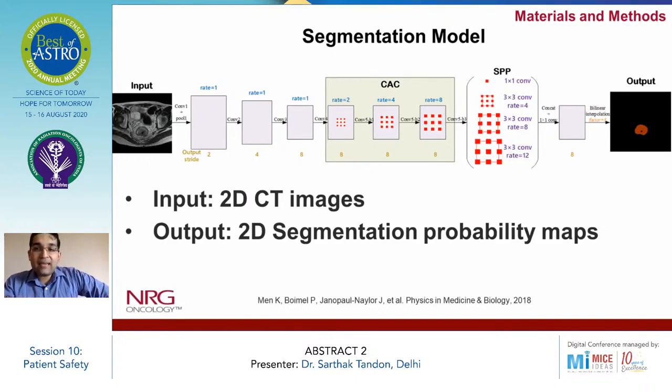So the CNN model had demonstrated state-of-the-art performance. The input to the CNN was the original 2D CT images, and its output was the corresponding segmentation probability map for the OARs. Next, please.